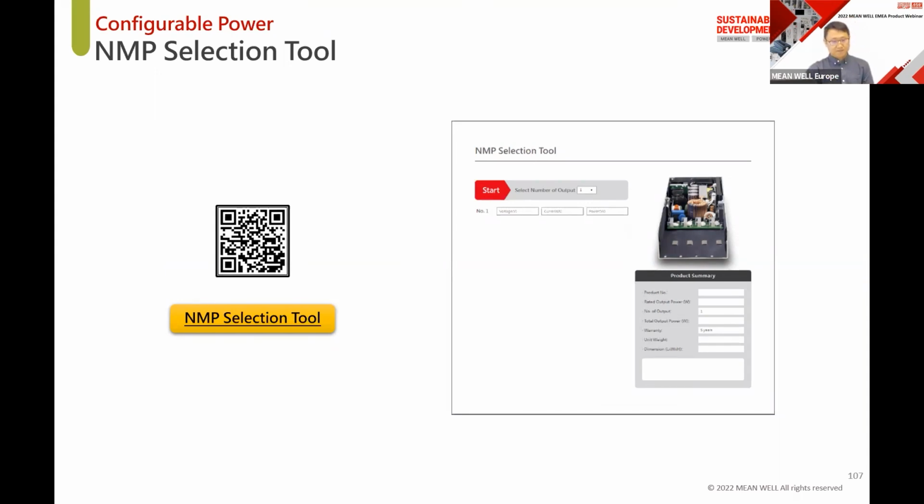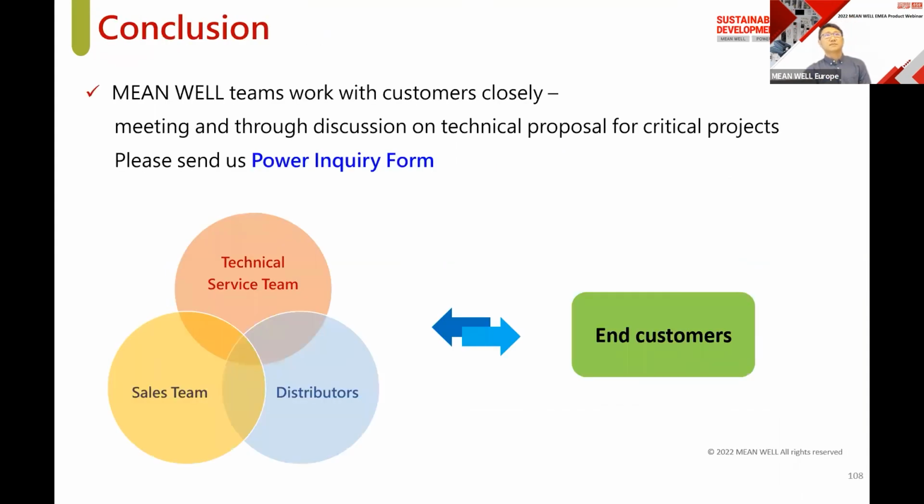A summary is that Meanwhile has a lot of standard power supplies, and we have a professional technical service team globally. If you have any requirement for a complex power system, please send us the power inquiry form, and we will discuss the technical proposal together with you.